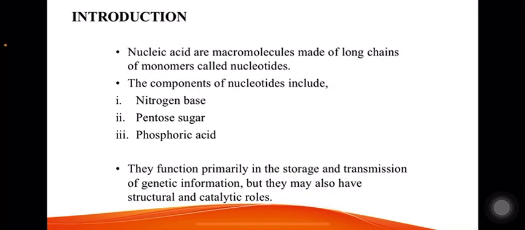DNA is present in the nucleus as a compact structure in the form of the chromosome. There is a detailed structural condensation of DNA around histone protein known as nucleosome. They function primarily in storage and transmission of genetic information, but they may also have structural and catalytic roles.